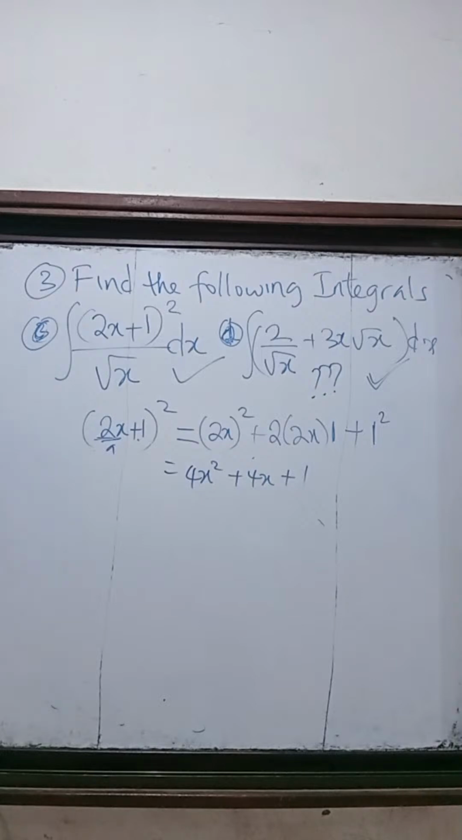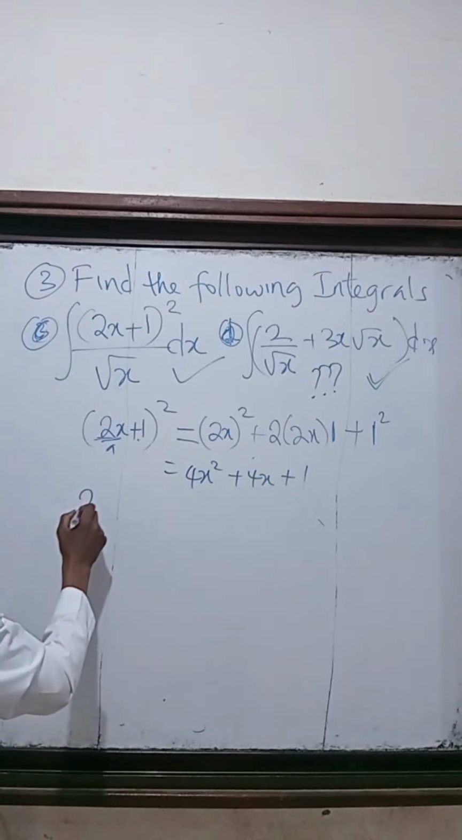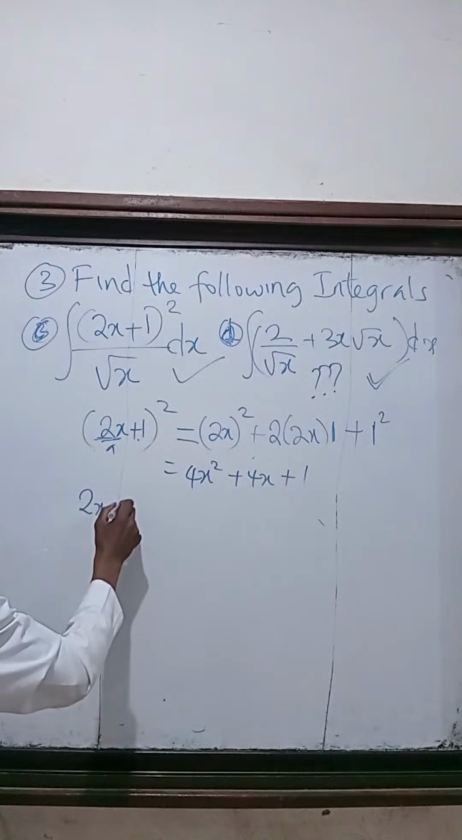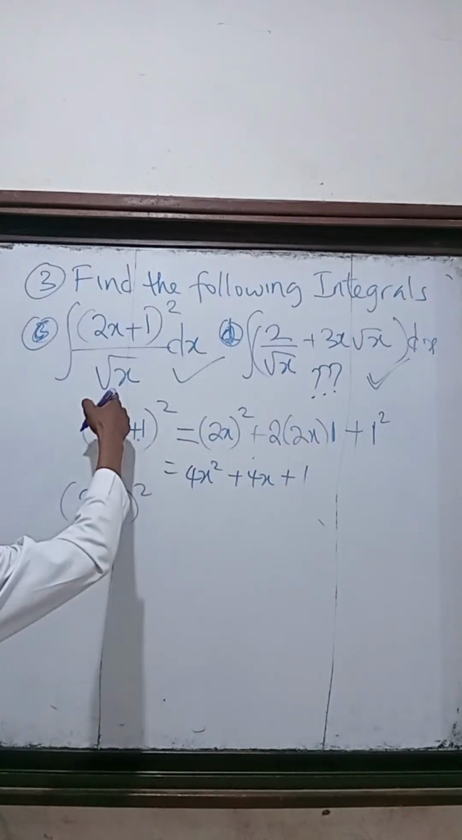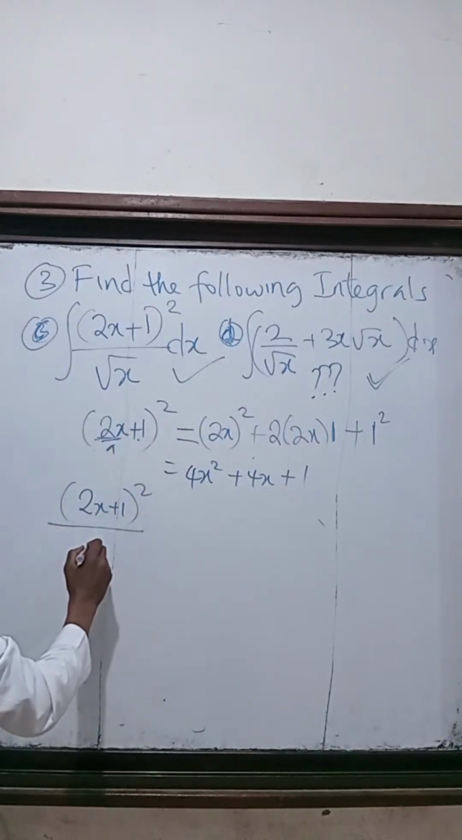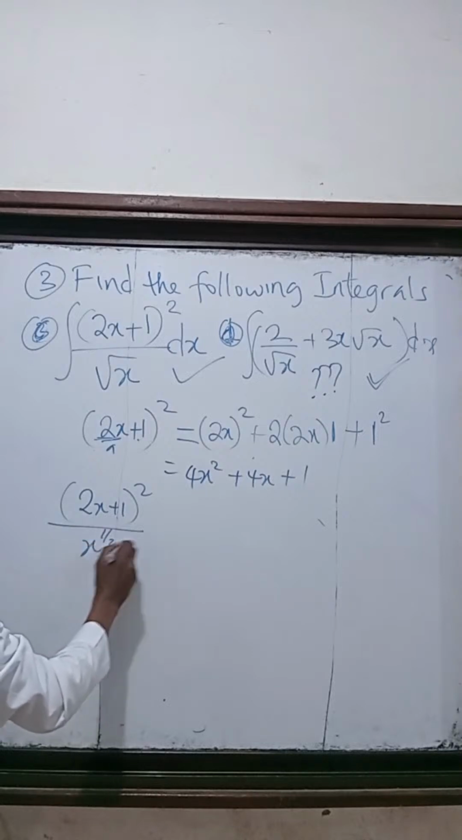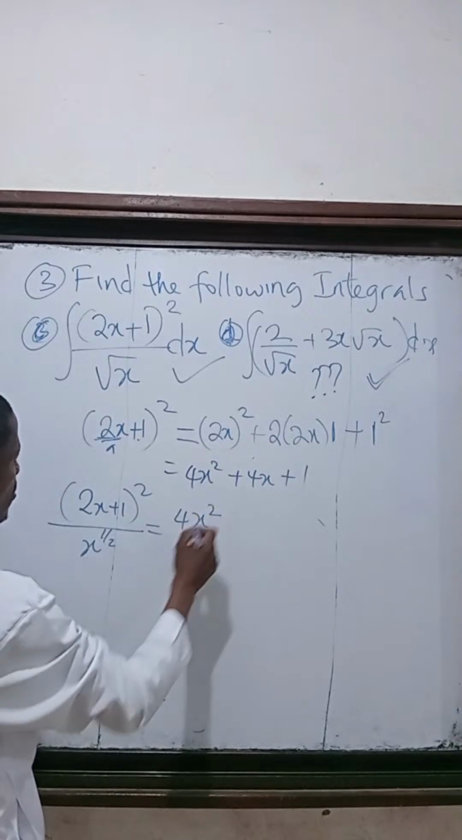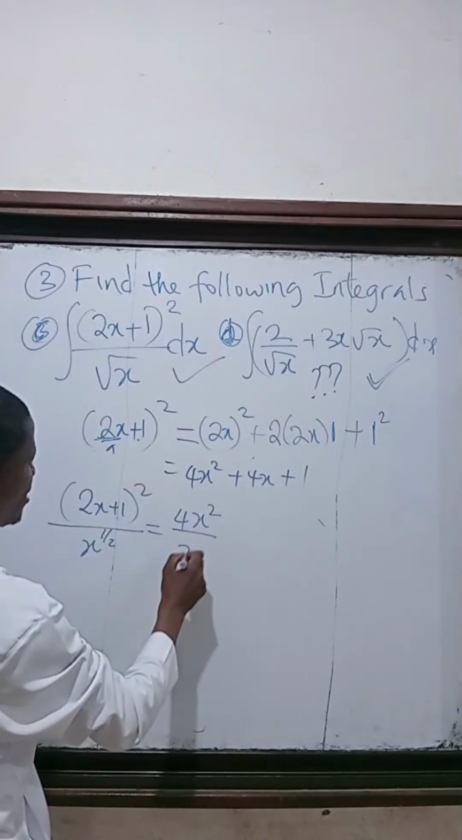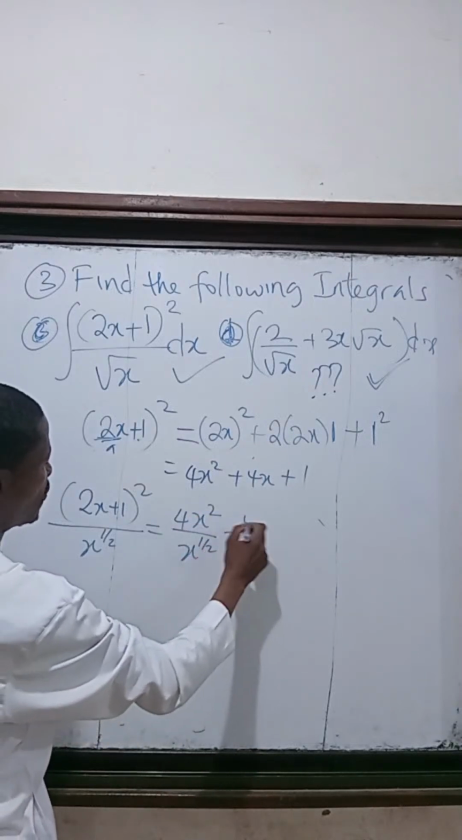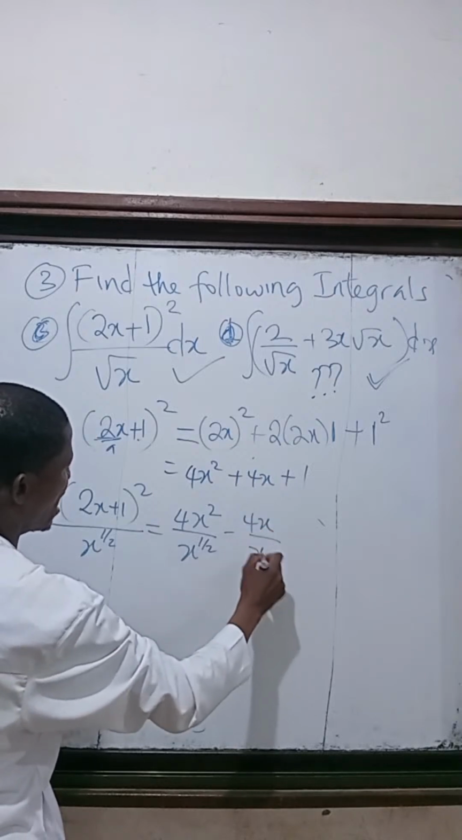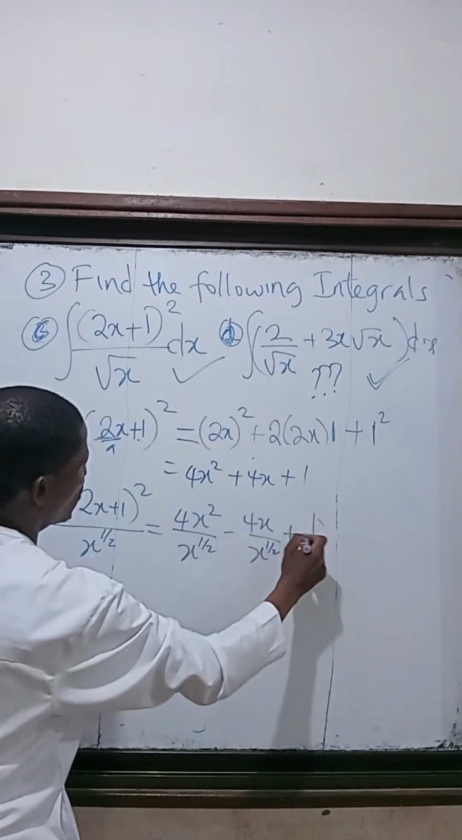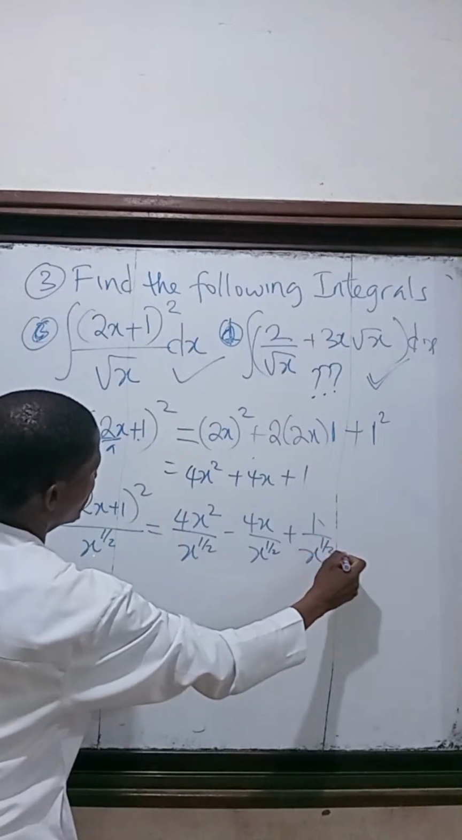Okay, I've done that one. Then we can now go back to this place. 2x plus 1 squared. Remove this radical, which is what? Over x to the power half. And that will give you 4x squared over x to the power half, minus 4x over x to the power half, plus 1 over what? x to the power half.